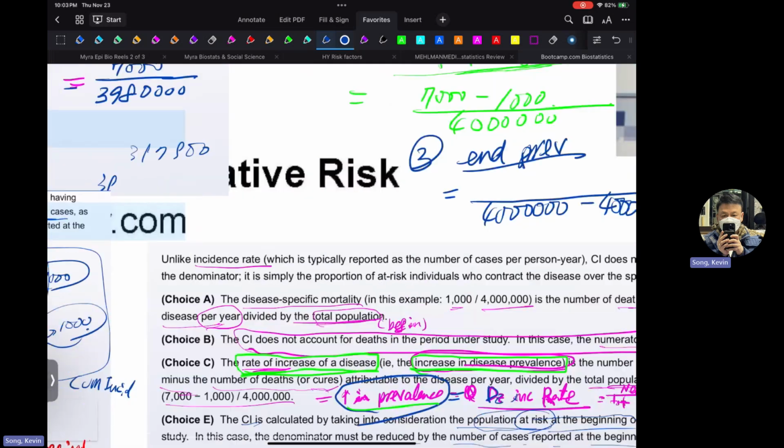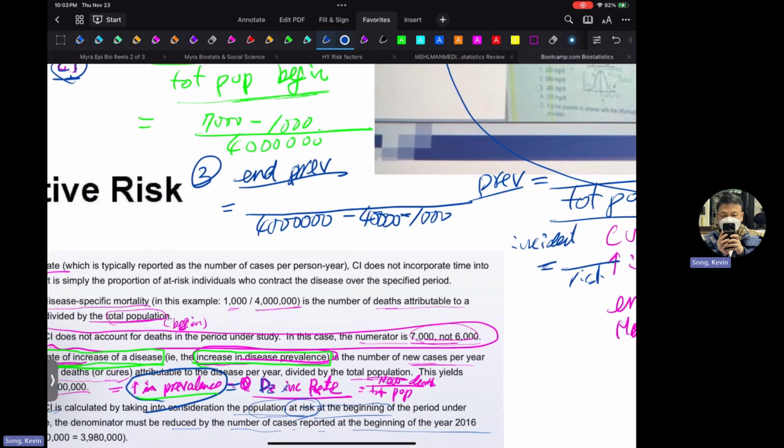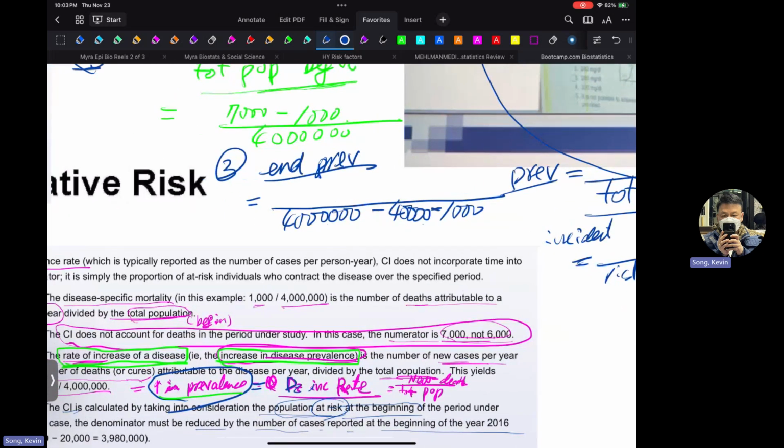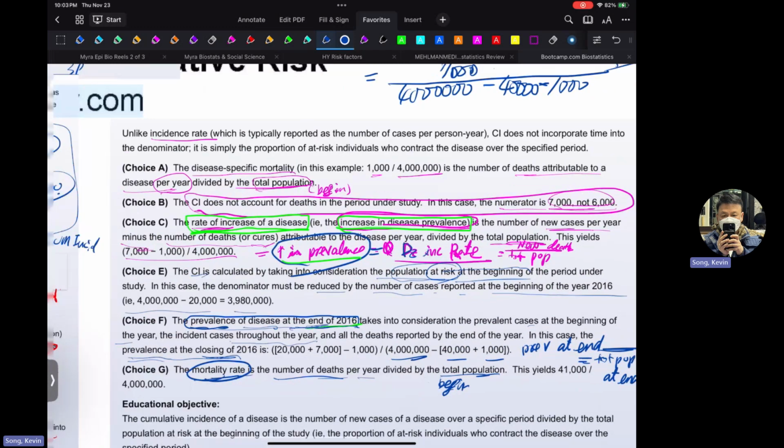So, 4 million minus 40,000 minus the 1,000, okay? That's the total population at the end of the year. Now then, the number of new cases, which was 7,000, right? And then minus 7,000.